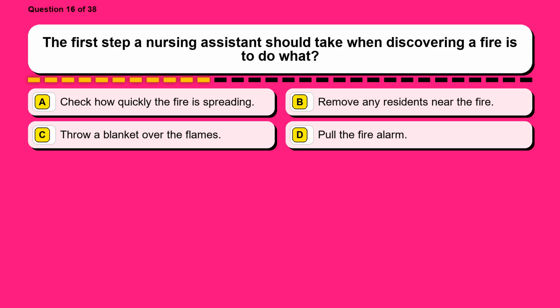Option A, check how quickly the fire is spreading. Option B, remove any residents near the fire. Option C, throw a blanket over the flames. Option D, pull the fire alarm.